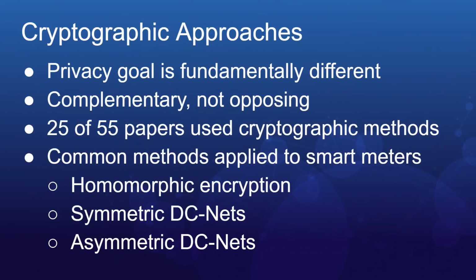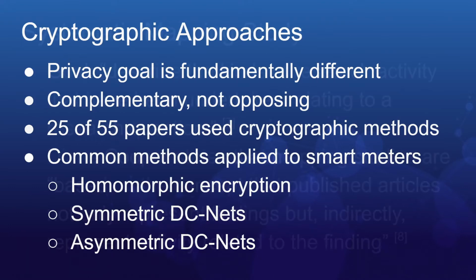Going back to cryptographic approaches for privacy. The goal is fundamentally different, however, it is complementary, not opposing. Differential privacy cannot be guaranteed if a user's data is compromised before noise is added, or before the noisy data is aggregated. This complementary nature is quite evident in our mapping study because 25 of the 55 papers used some type of cryptographic method. Some of the common cryptographic methods applied to smart meters are homomorphic encryption, which allows encrypted values to be aggregated before they are unencrypted, and symmetric and asymmetric DC nets.